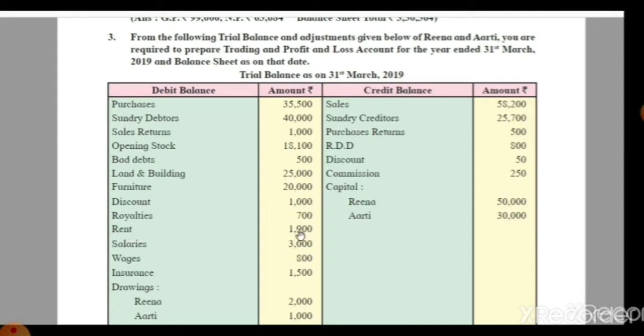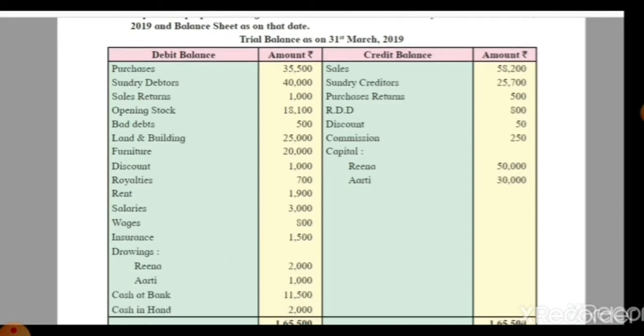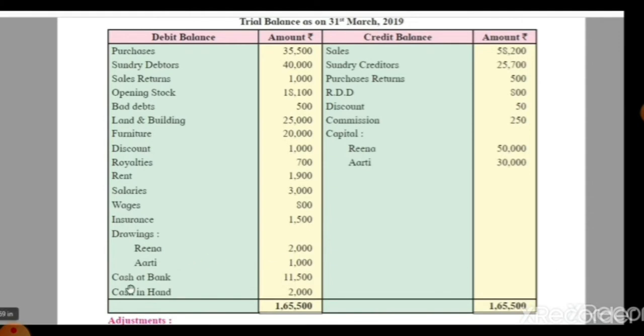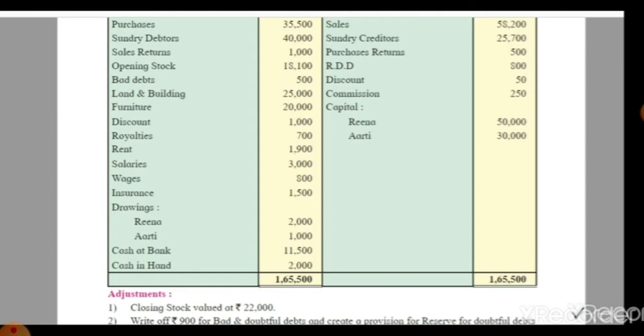Now next one is the rent 1,900, salaries 3,000, wages 800, insurance 1,500. The drawings: Reena drew rupees 2,000 from the firm, and Aarti's drawing is 1,000. Then cash at bank 11,500, cash in hand 2,000, and the total of the debit balances is 1,65,500. Now we read the credit balance list of the trial balance. Sales 58,200, sundry creditors 25,700, purchase returns 500, RDD 800, discount 50, commission 250, capital of Reena 50,000, Aarti's capital 30,000, and the total of the credit side is 1,65,500. It means the trial balance they provided us is tallied.